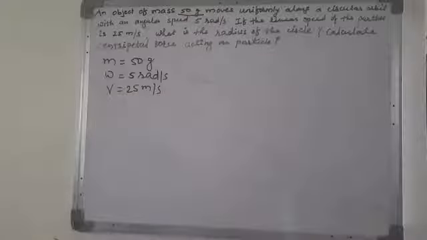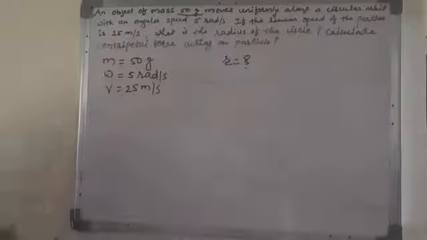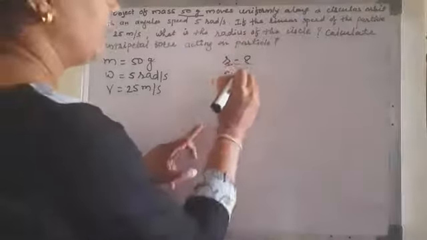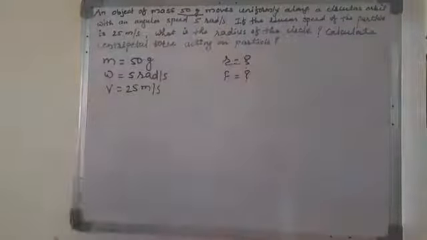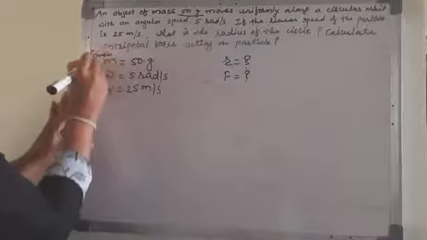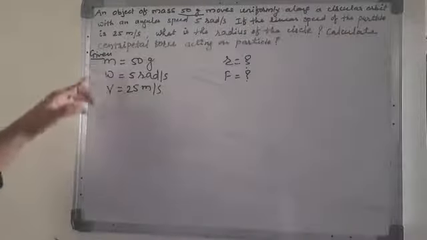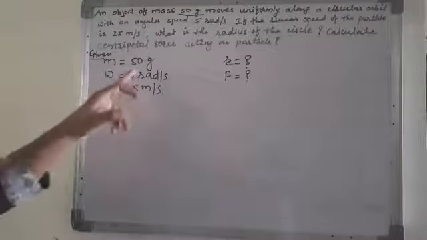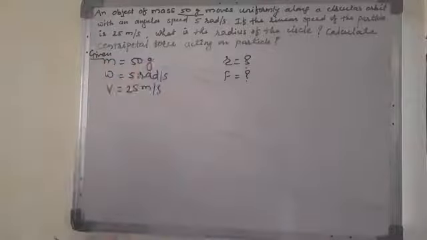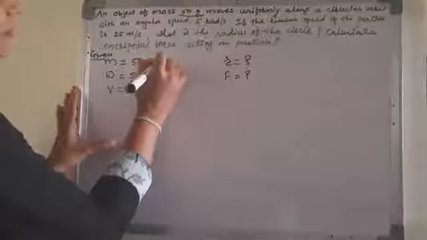What is the radius of the circle? We have to find the radius r of the circle, and then calculate the centripetal force F acting on the particle. The given things are the mass, the angular speed and the linear speed. In the numerical, the mass is in the CGS system and the others are in the MKS system. So we have to convert this mass from gram into MKS.